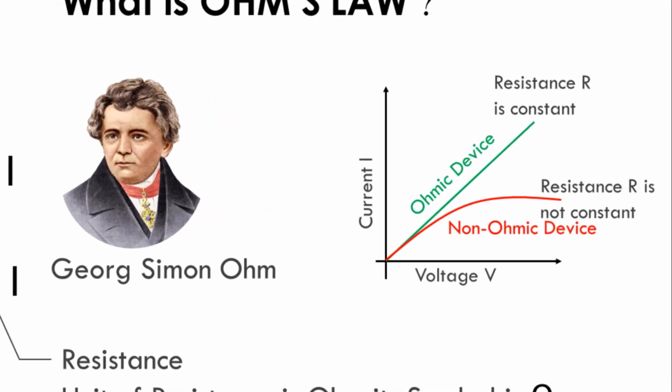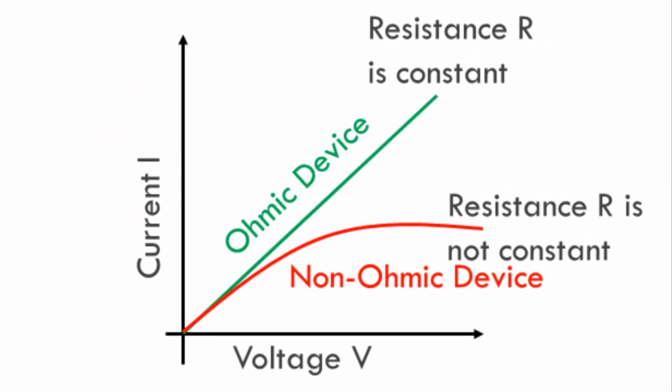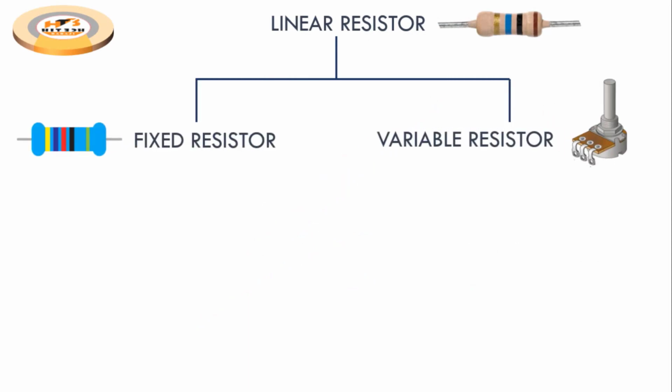If we draw a graph between voltage and current passing through this resistor, in case of linear resistors you will get a straight line, whereas in case of non-linear resistors you get a curve. Linear resistors can be further divided into two categories. One is fixed resistors and second one is variable resistors.